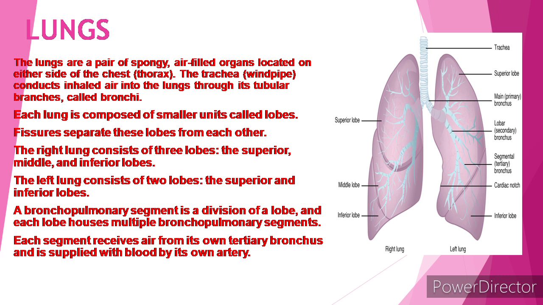A bronchopulmonary segment is a division of a lobe, and each lobe houses multiple bronchopulmonary segments. Each segment receives air from its own tertiary bronchus and is supplied with blood by its own artery. Some diseases of the lungs typically affect one or more bronchopulmonary segments, and in some cases the diseased segment can be surgically removed with little influence on neighboring segments.